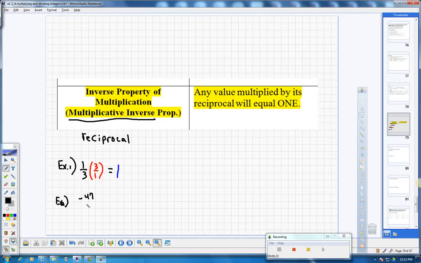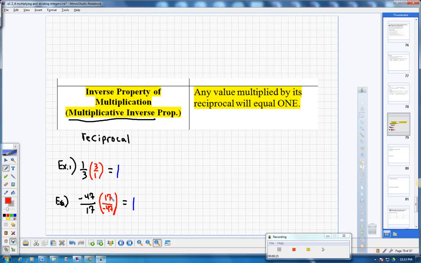-47 over 17. What value can I multiply by -47 over 17 to get 1? You're thinking it. I'll be writing it here shortly. If you don't know the answer yet, think harder. What value can we multiply? Maybe look back to the example before. If you were thinking 17 over -47, you were 100% correct.